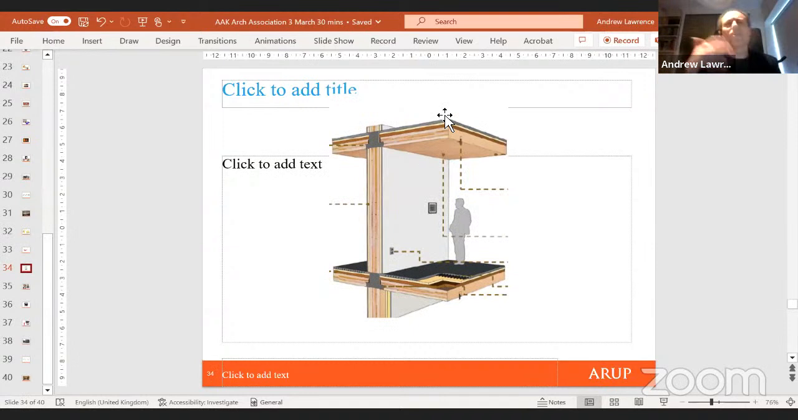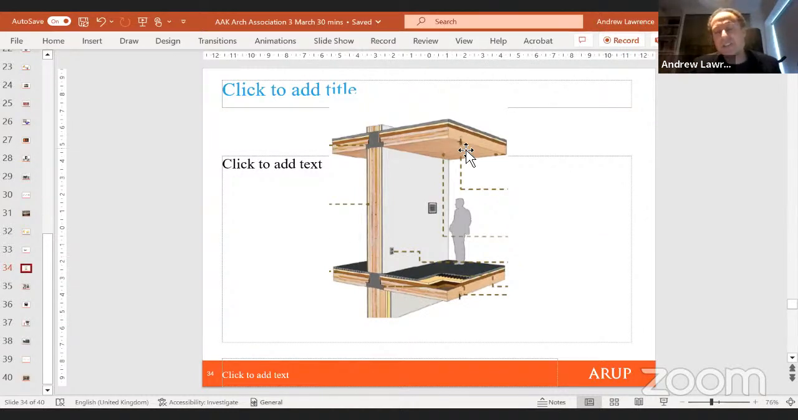What about dynamics? What about fire? So, you can see here the floor construction, and you can see how we actually stop the floor slab either side of the party wall because we didn't want the floor vibrations to be transmitted from one apartment to the apartment the other side of the wall. And we've stopped and started the slab like that.